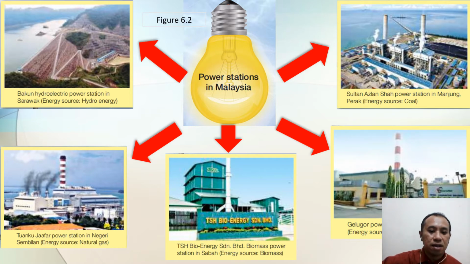Third one, THH Bioenergy Sendirian Berhad, Biomass Power Station in Sabah. Energy source is biomass. And fourth one is Gelugor Power Station in Pulau Pinang. Energy source is diesel. Last one is Sultan Azlan Shah Power Station in Manjung, Perak. Energy source is coal.